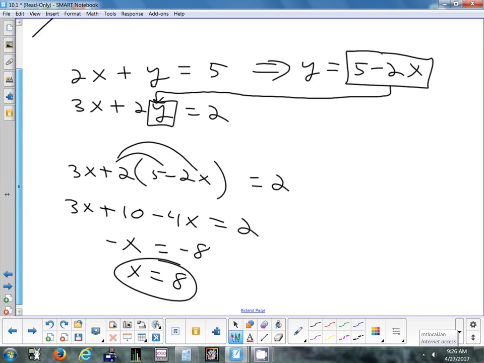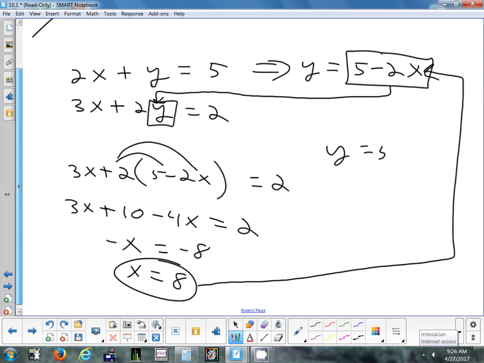Okay, now what do we do with 8? Plug it in right there. So we get y equals 5 minus how much? 2 times x, and x is 8, so 16. So what's 5 minus 16? Negative 11. And so when you write your answer on the test, you can write it just like I did here.